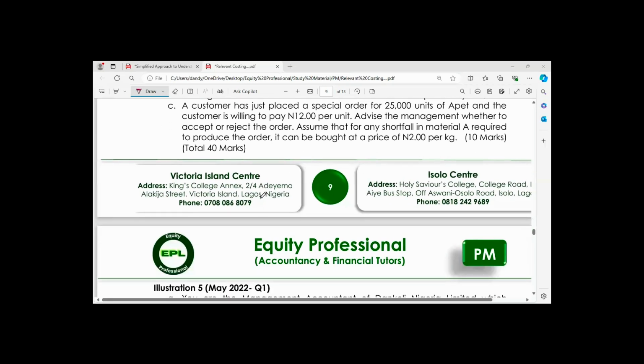C. A customer has just placed a special order for 25,000 units of paper, and the customer is willing to pay 12 naira per unit. Advise the management whether to accept or reject the order. Assume that for any shortfall in material A required to produce the order, it can be bought at a price of 2 naira per kg.